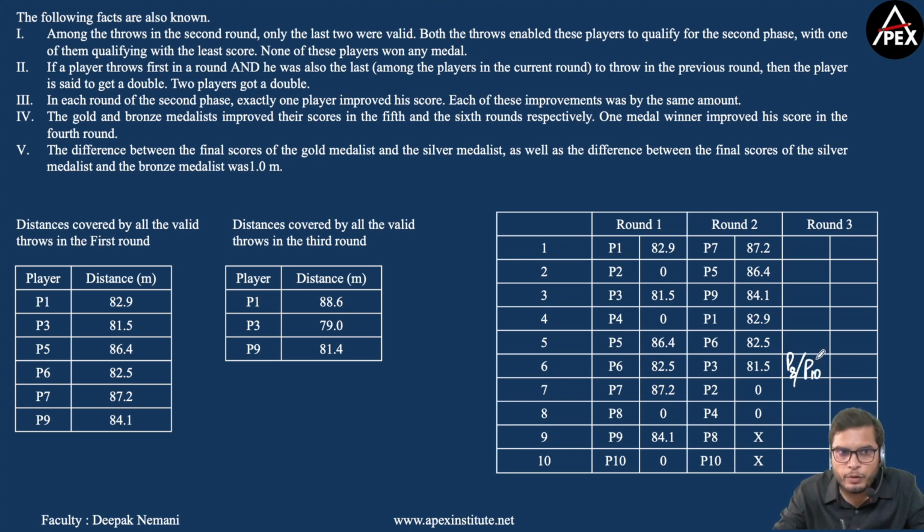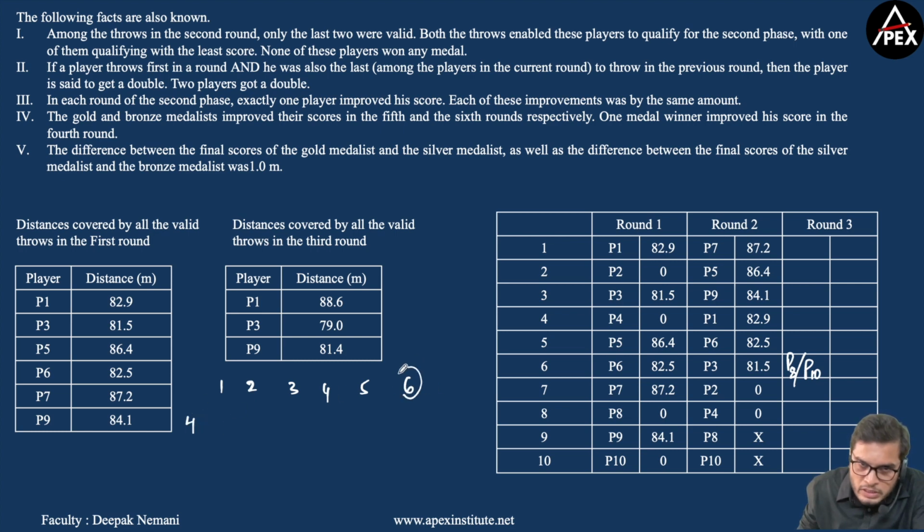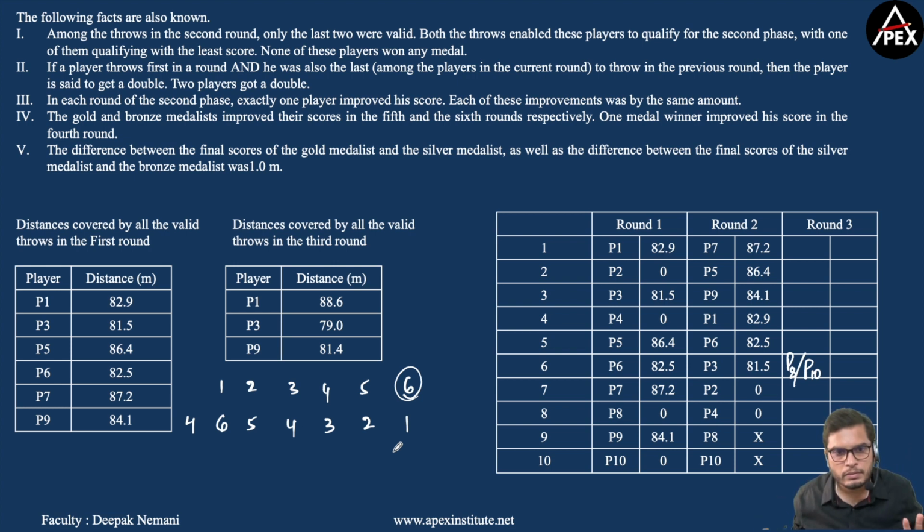Now coming to statement 2, if a player throws first in a round and he was also the last to throw in the previous round, then the player is set to get a double. Now 2 players got a double. If I consider the top 6 players after round 3 as 1, 2, 3, 4, 5 and 6, then in round 4, this person throws first. So it will be 6 followed by 5, then 4, then 3, then 2, and the person with rank 1 after round 3 will be throwing the javelin last.